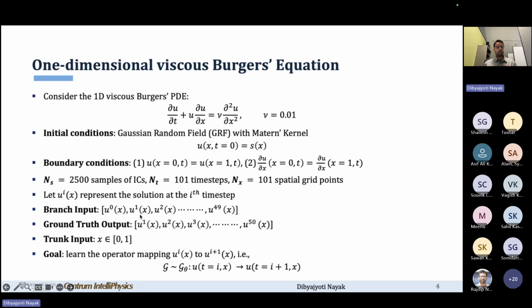Another thing to keep in mind is that since we have arranged the solution states, or our ground truth data, in such a way, the time information is assimilated or absorbed into this data arrangement. So in that case, previously, if you're doing a full rollout, the trunk input would take x and t as the input coordinates. But in this case, since the time information is absorbed in the data set arrangement, the trunk input would take only the spatial coordinates. So it just takes x as the input.